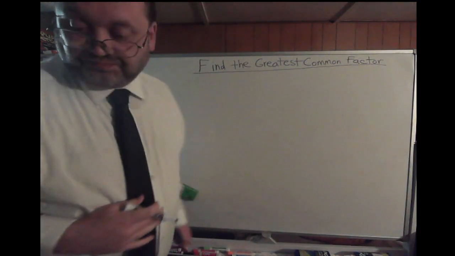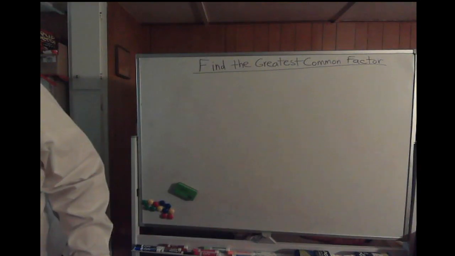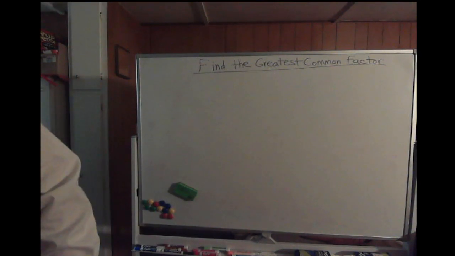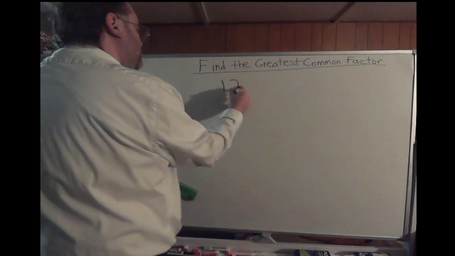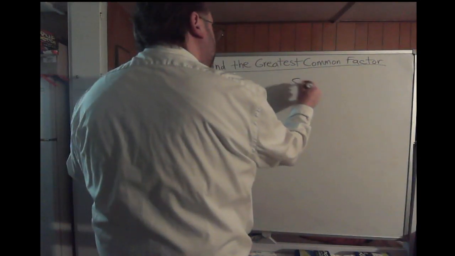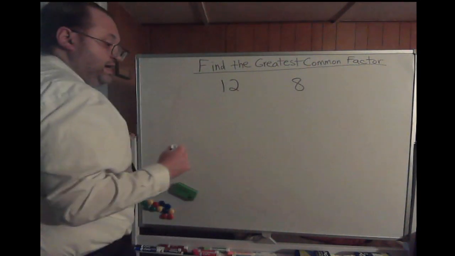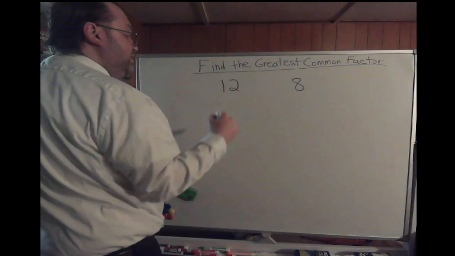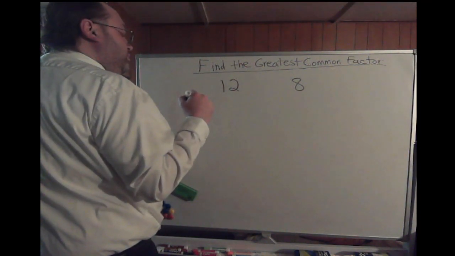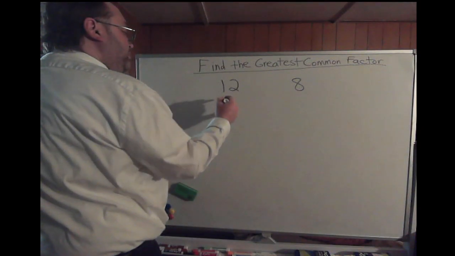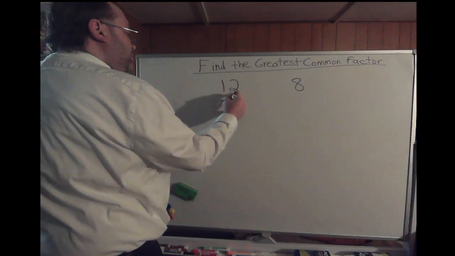Alright. Let's say we have the numbers 12 and 8. We want to find the greatest common factor of the numbers 12 and 8, the greatest common factor of both of these numbers. Well, how do we do that? The way to do it is take the prime factorization of each number.